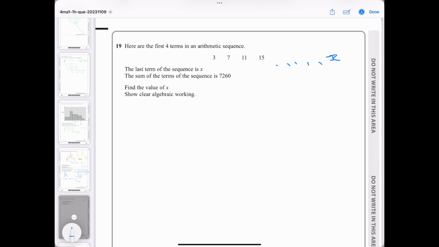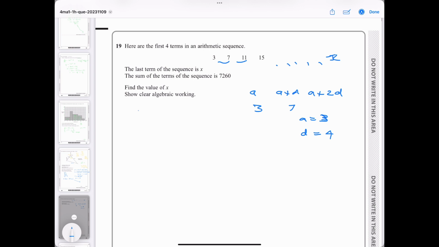So before we do anything else, arithmetic sequences go a, a plus d, a plus 2d. In this case, a is 3, and every time we go up by 4, so that's 7. So that means a equals 3, d equals 4.